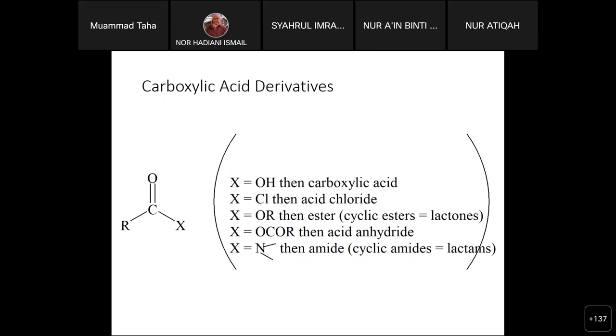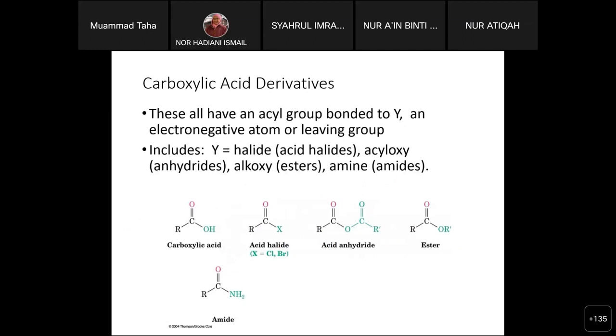We have already discussed this. There are the functional groups. If the carbonyl has OH, it becomes a carboxylic acid; with chlorine, an acid chloride; then ester, acid anhydride, and amide. Okay, go to the next slide. These are the most common carboxylic acid derivatives we always see in our daily life as chemists: carboxylic acid, acid chloride, acid anhydride, ester, and amide. Okay, go to the next slide.